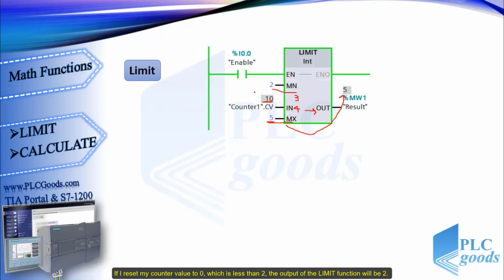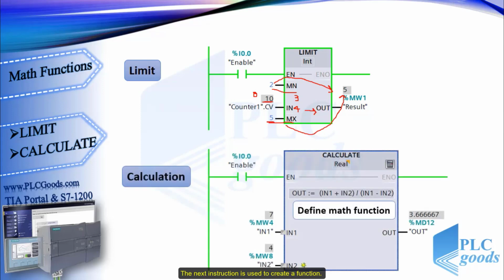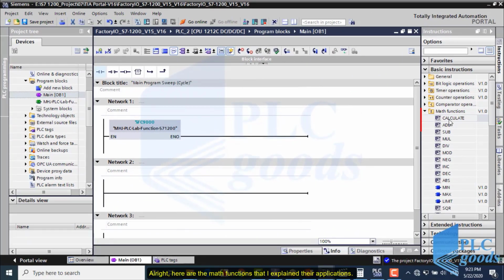So instead of 10, we will have 5 at the output. If I reset my counter value to 0, which is less than 2, the output of the limit function will be 2. The next instruction is used to create a function. Let's see that in the TIA. Alright, here are the math functions that I explained their applications.